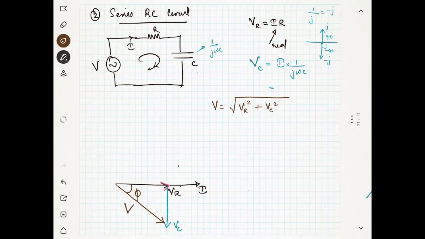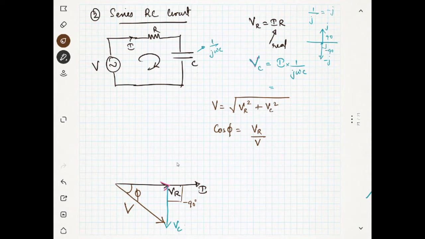So you can see here this angle is minus 90 degrees. Now you can see this is my voltage. Now what will be my cosine phi? Cosine phi will be VR by V again. But is it leading or lagging?